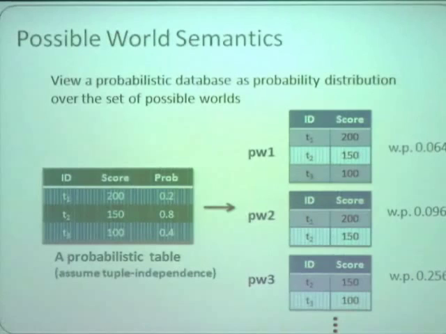We assume this is a tuple uncertainty model. With probability 0.2, this tuple exists. With probability 0.8, this tuple doesn't exist. We assume that all the tuples are independent of each other. So this single probabilistic table corresponds to a class of deterministic tables. Each deterministic table can be thought of as an outcome of this probabilistic table. We call each deterministic table a possible world, so I'm going to use this term. Basically, a probabilistic table can be thought of as a probability distribution over possible worlds.